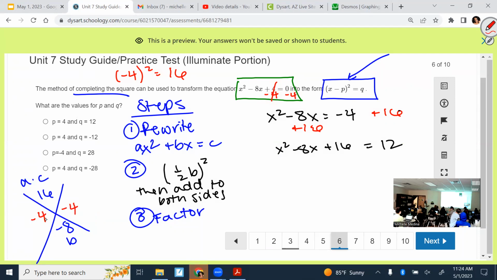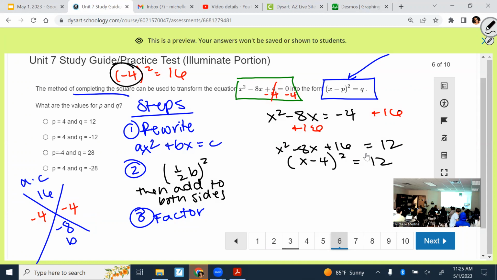So should it be a perfect square trinomial? And what I've noticed is it always ends up being whatever half of b is in this method. So yeah, then you write it as a square. So as x minus 4 in parentheses squared equal to 12.